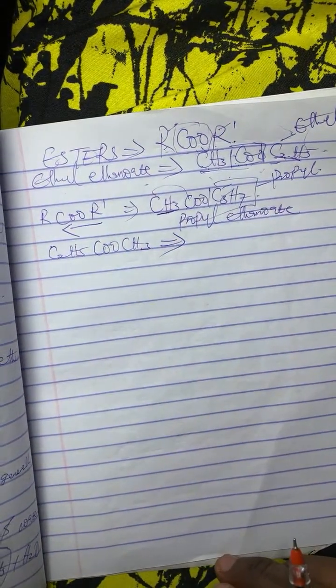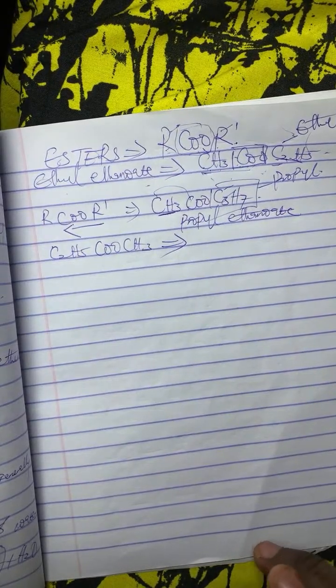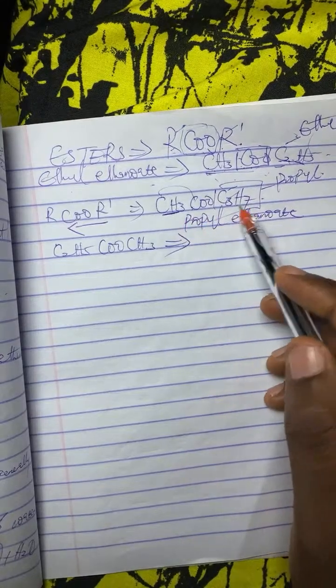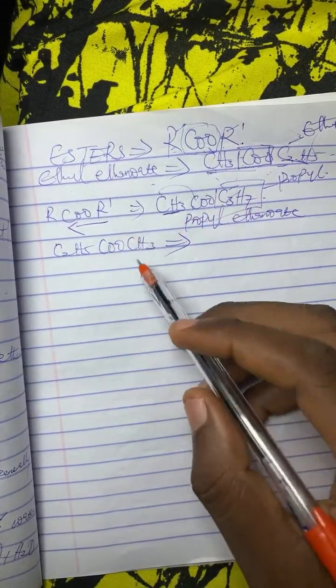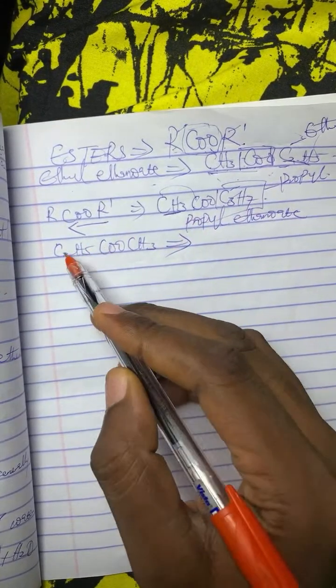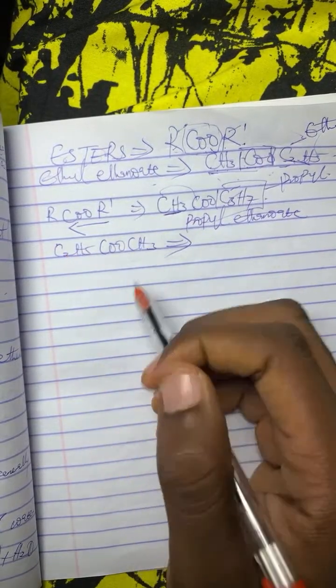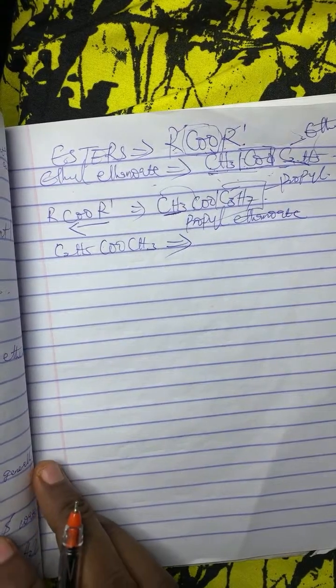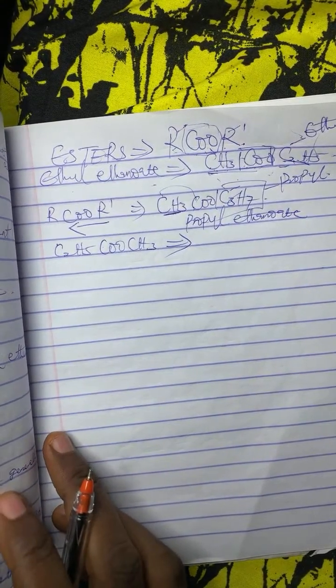I want you to write the name in the comment box and let me know. Can you try it? I said we name from the back. If you name from the back, what will it be? Remember, COO, you are going to add C to this particular part here. What is the name? Someone should give me the name. I'm waiting. You have 30 seconds.